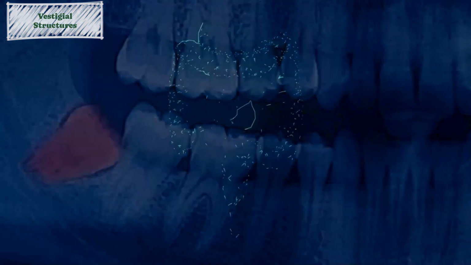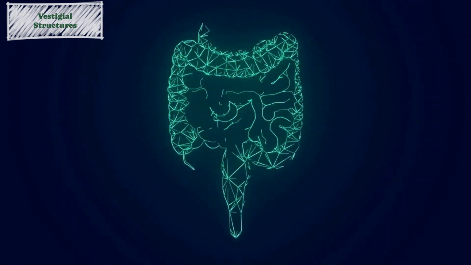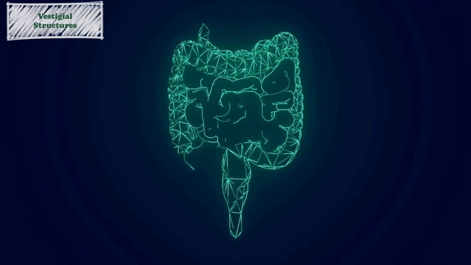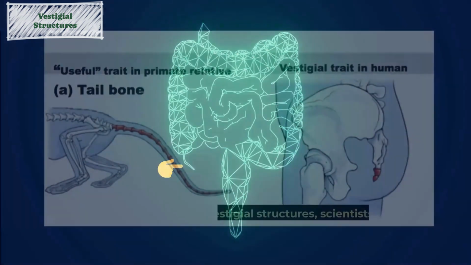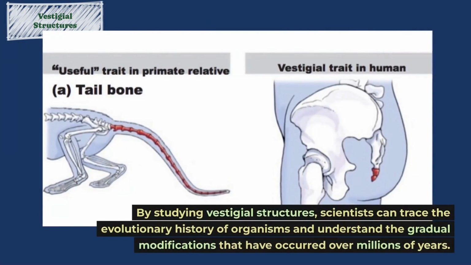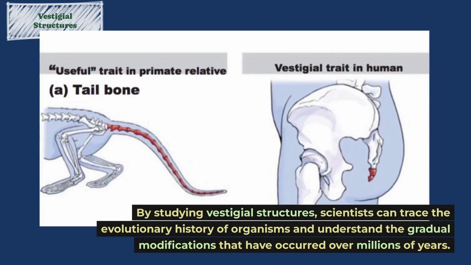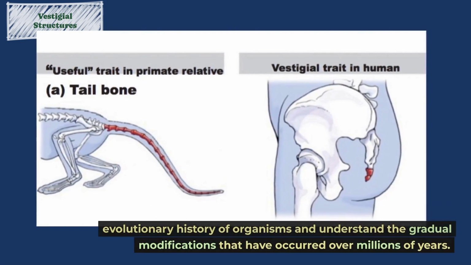our useless appendix. The presence of vestigial structures, like the human appendix, provides evidence for common ancestry and evolutionary change over time. It suggests that humans share a common ancestor with other organisms in which the appendix had a more significant role. By studying vestigial structures, scientists can trace the evolutionary history of organisms and understand the gradual modifications that have occurred over millions and millions of years.